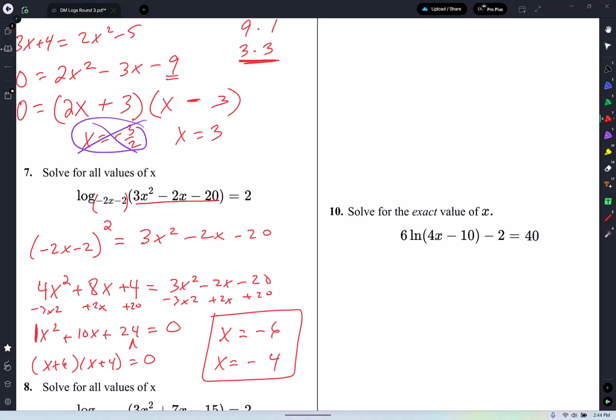Both of them work, and both of them work on the inside of that too. That's 3x squared, so it's going to be negative 6 squared, 36. 36 times 3 is already a big number, quote unquote.